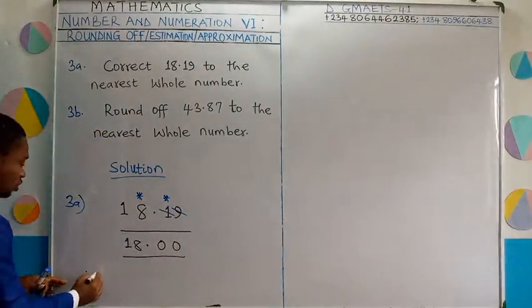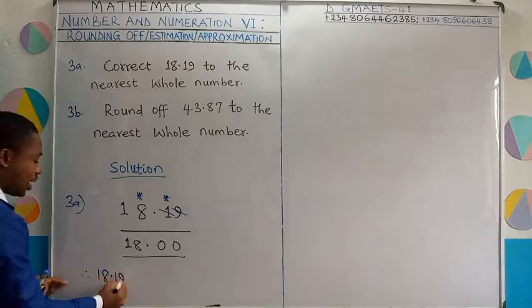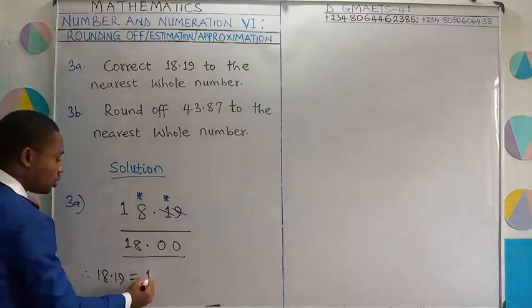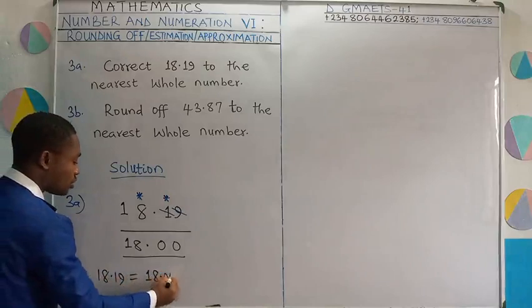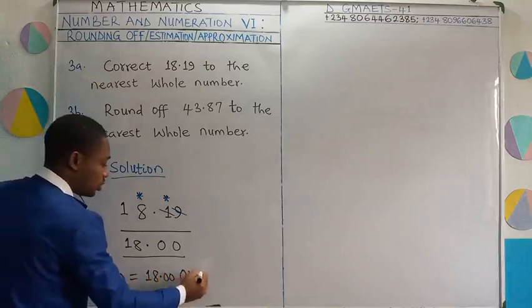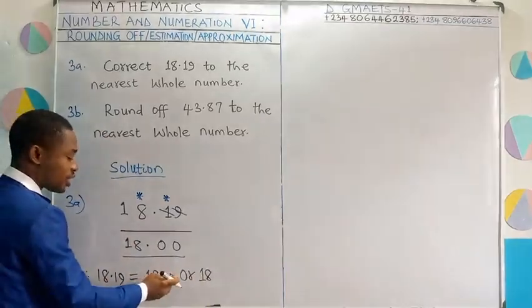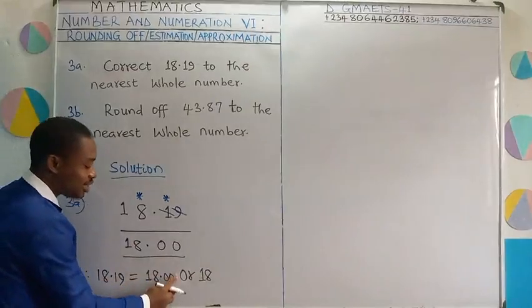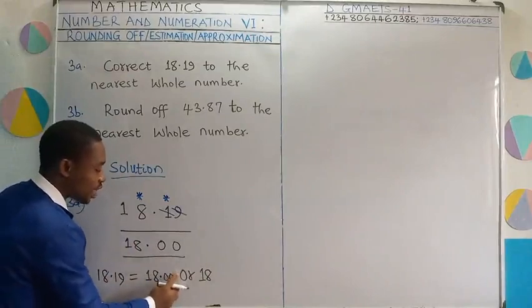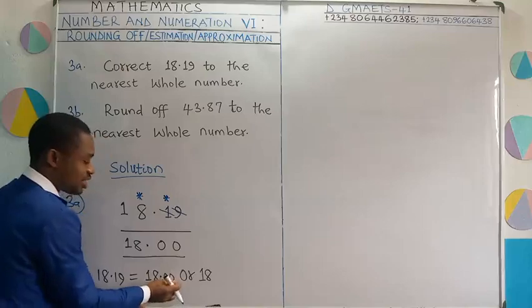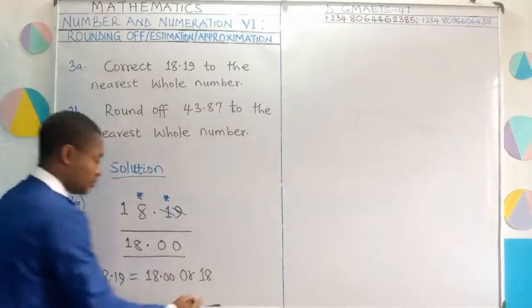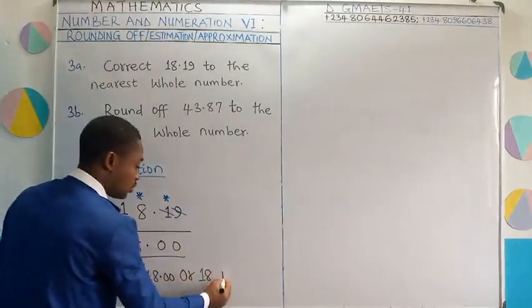Let's conclude. Therefore, 18.19 is equal to 18.00, or this 18.00 is same as 18, just like that. This 0.00, because there is no other digit which is not 0 after these ones, it means that this 00 is nothing. You can just forget about it in the nearest whole number.